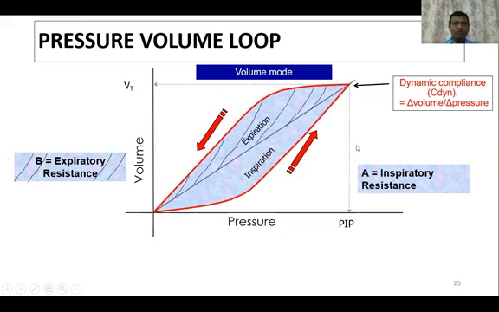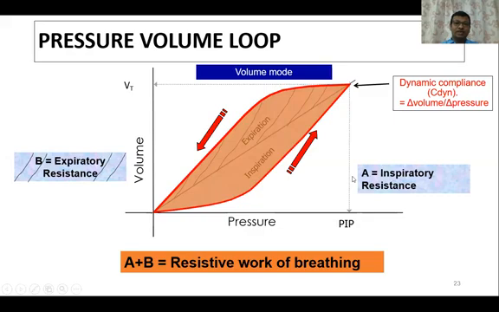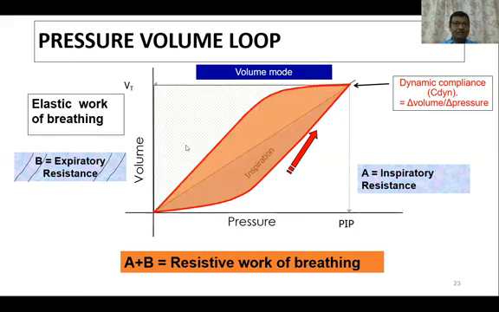And the sum of both, that is inspiratory and expiratory resistance, represents the resistive work of breathing. Whereas this triangular part represents the elastic work of breathing. Remember, during normal expiration, there is no work done. So these are the basics of the PV loop.